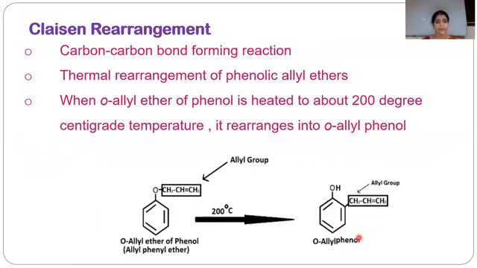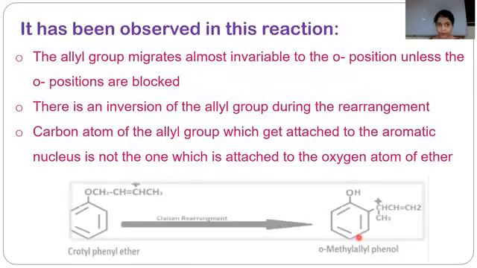Again, ethers involve one type of rearrangement, that is Claisen rearrangement. In Claisen rearrangement, a carbon-carbon bond forming reaction, this is the thermal rearrangement of phenolic allyl ether. That means the alkylation is with allyl chloride. When ortho-allyl ether of phenol is heated to about 200 degrees centigrade temperature, it rearranges into ortho-allyl phenol. That means the allyl group migrates towards the ortho position of the phenol.